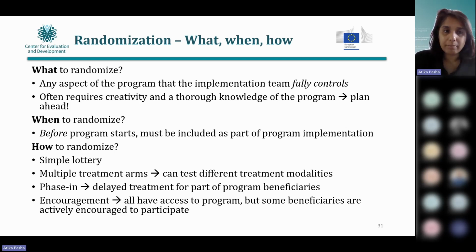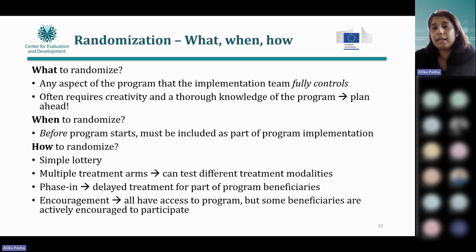And then finally, how to randomize. We talked about the simple lottery design, or standing everyone in a row and considering all the even-numbered individuals as treated, or as the group that will be receiving training. We could also consider multiple treatment arms. So let's say your program does not just include training, but also provides implements to individuals who have been trained, let's say a sewing machine. In that case, you can say that every second individual would receive training, but every third individual would receive a training and an implement on top. And these are different treatment modalities that you can test using randomization, again, through a simple lottery design.